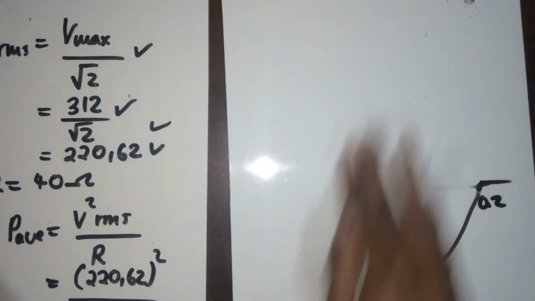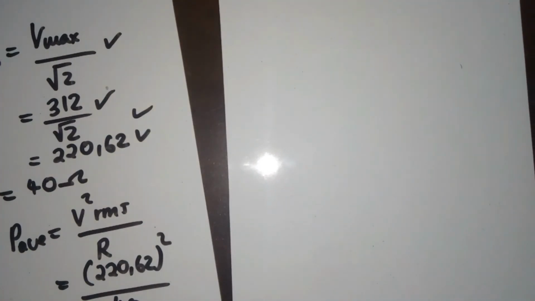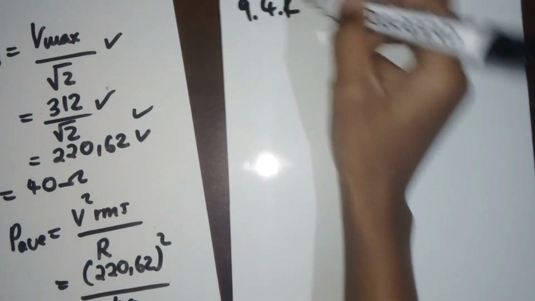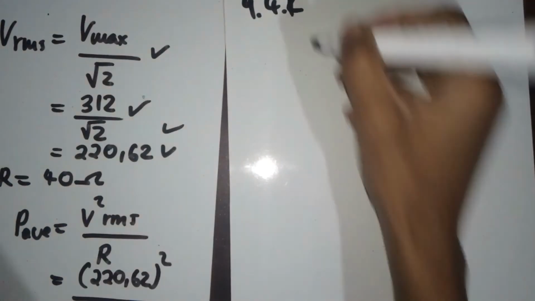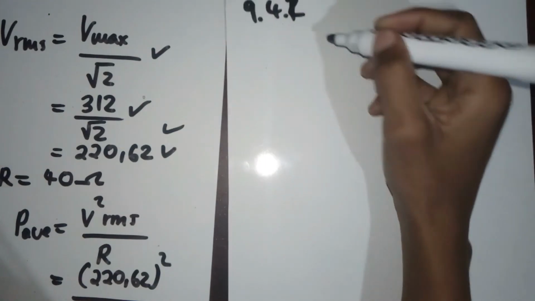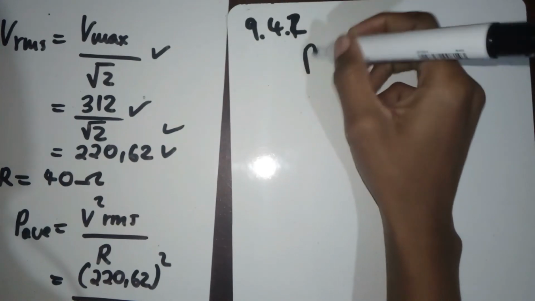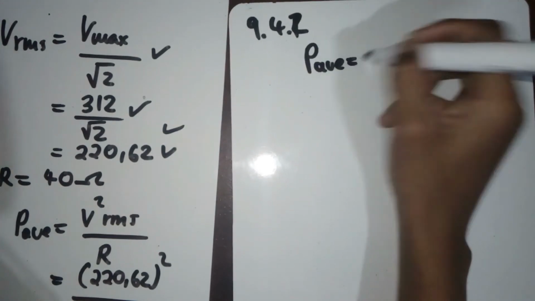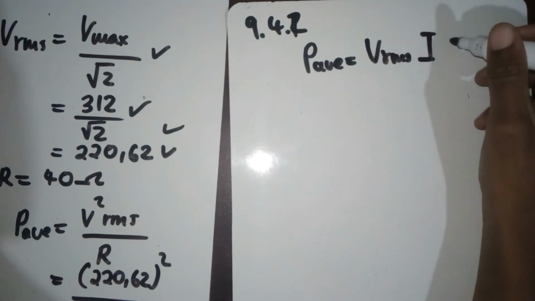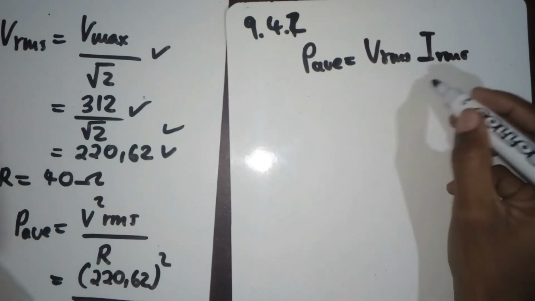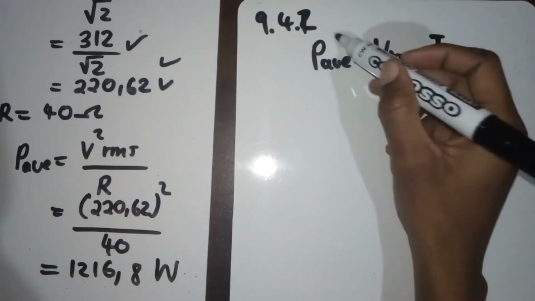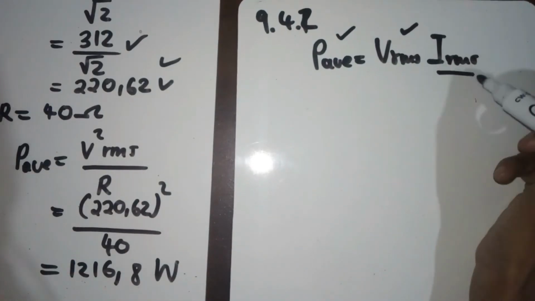So now question 9.4.2 says to us that we should calculate the maximum current delivered by the generator to this device. So what do we know? Always start with what you know. In terms of those equations at the back of your question paper, there's an equation that says P average is given by VRMS multiplied by IRMS. So you see where I'm going with this. I have the average value, which I calculated. I have VRMS, I can find IRMS, right?